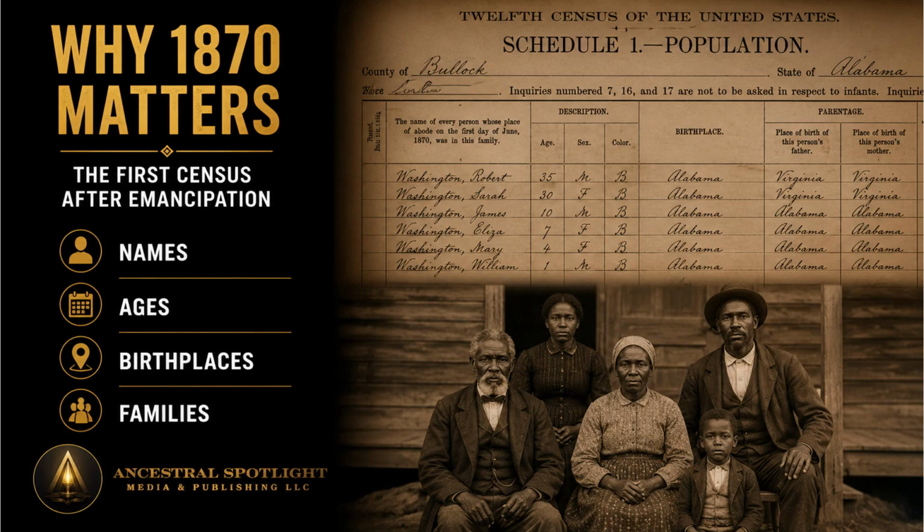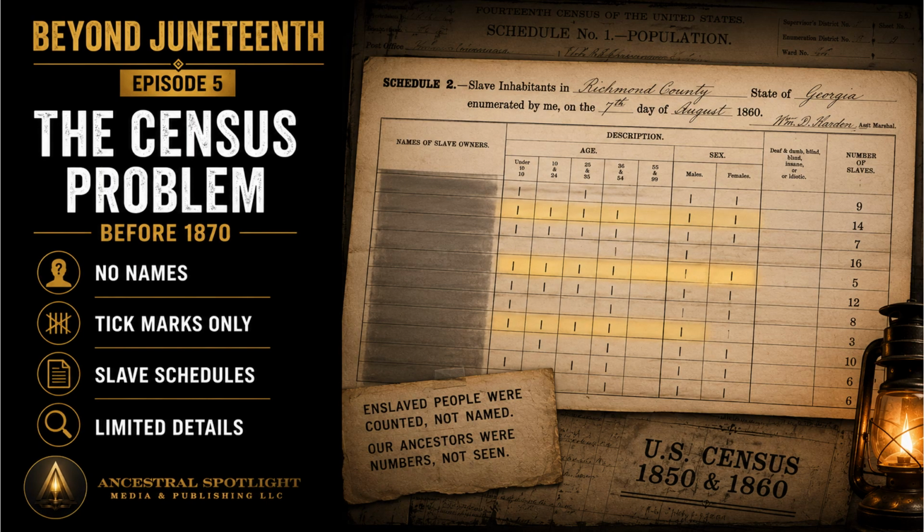The 1870 census was the first federal census to list formerly enslaved African Americans by name. For many researchers, it serves as the starting point for tracing ancestors who were born into slavery. The challenge is learning how to move backward from 1870 into earlier records. Prior to 1870, enslaved people generally appeared only as age and gender categories. Slave schedules from 1850 and 1860 listed enslaved individuals but usually did not record their names. This creates the largest brick wall in African American genealogy.